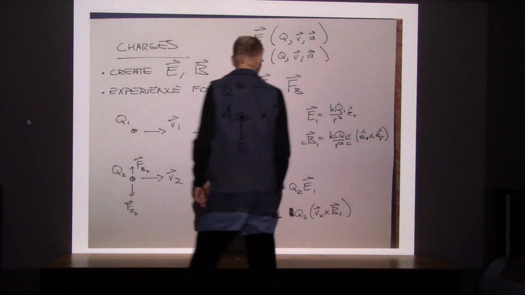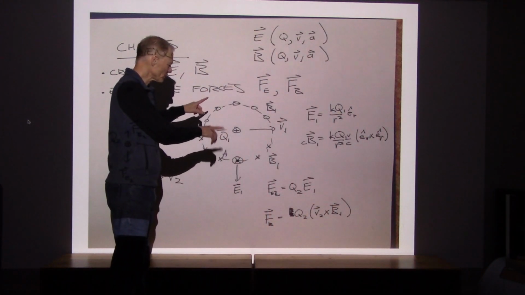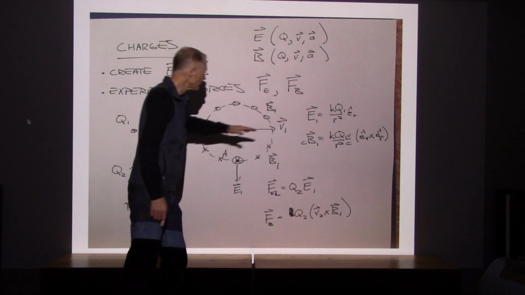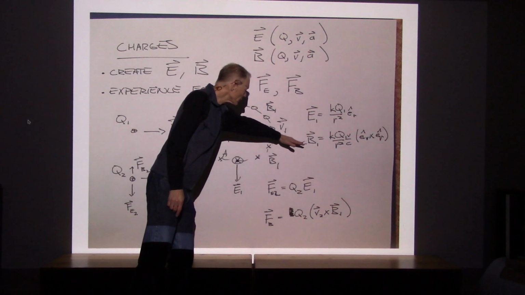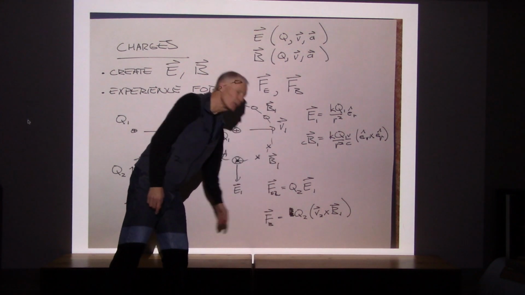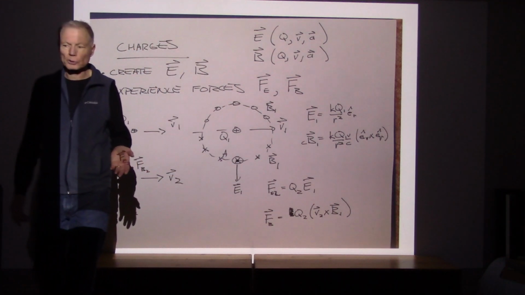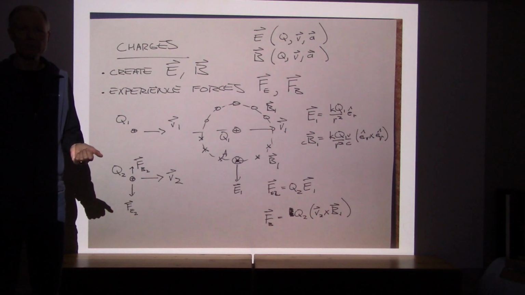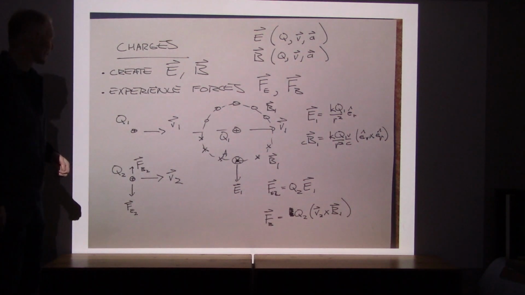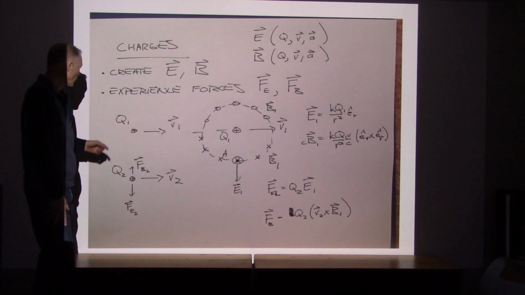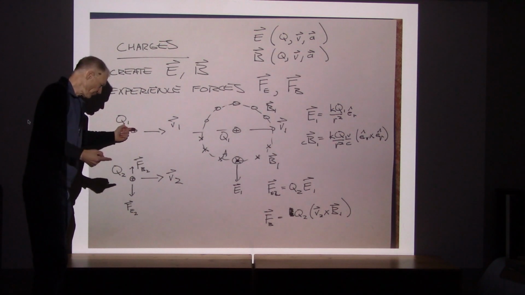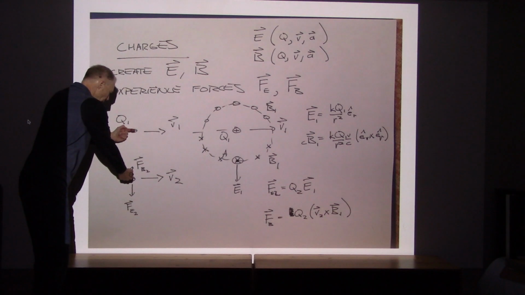I've got the electric stuff written up here too, but we can kind of ignore the electric stuff and concentrate. Charge number 1 is generating a field, and charge number 2 is experiencing a force due to that magnetic field. Those are the two steps that we've broken this down into. And so here's charge 1 moving along. It's generating a magnetic field that is into the board.